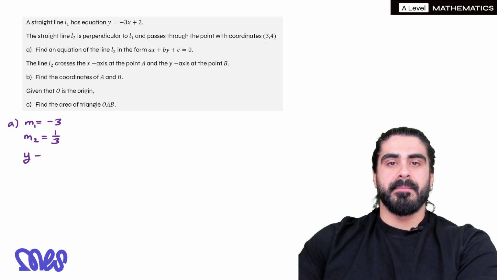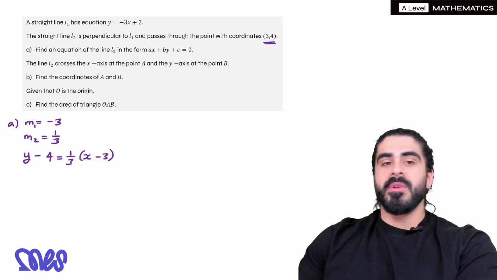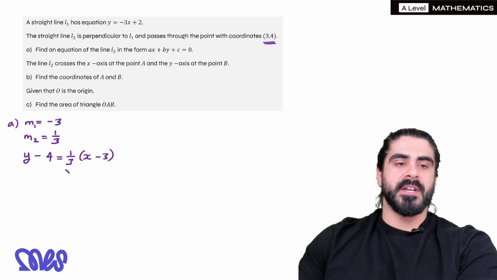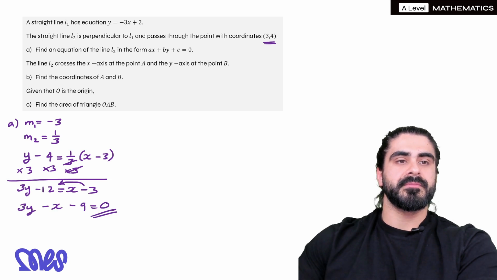Now it does say here that it passes through (3, 4), so we're going to make those substitutions. So y1 here is 4. So y minus 4 equals 1/3, the gradient, times x minus x1, which is 3 in this case. Now remember, when we deal with fractional gradients, we always times through by the denominator. So here we have 3y minus 12 equals, the 3s cancel, we're just left with 1 lot of x minus 3, which is just x minus 3. Then move everything to one side. You can move it to the left or the right, it's up to you.